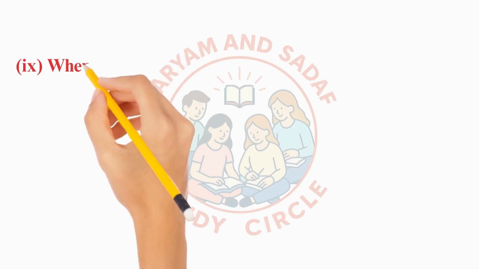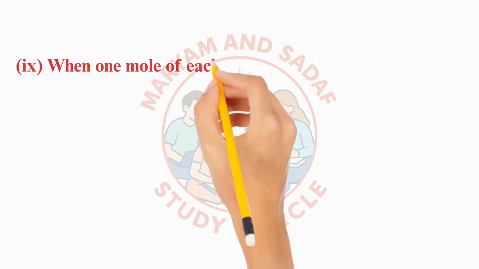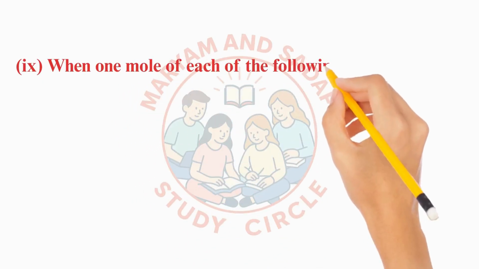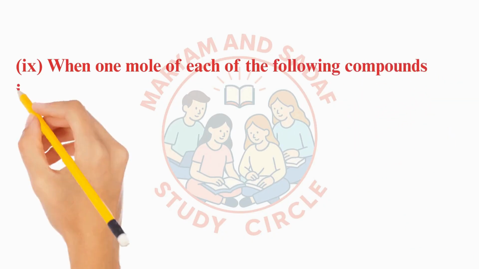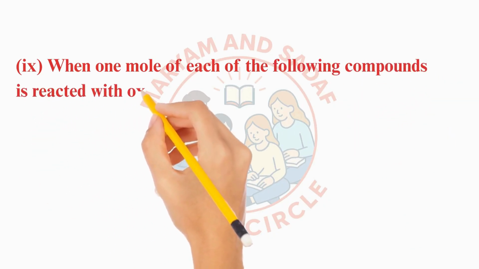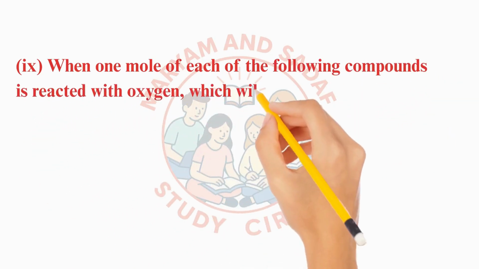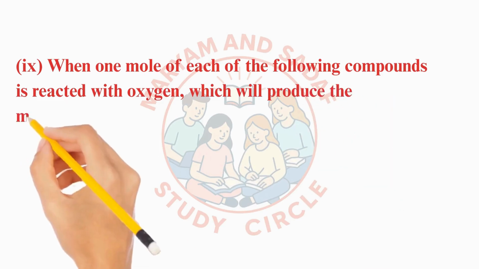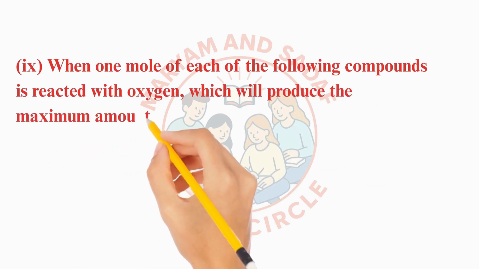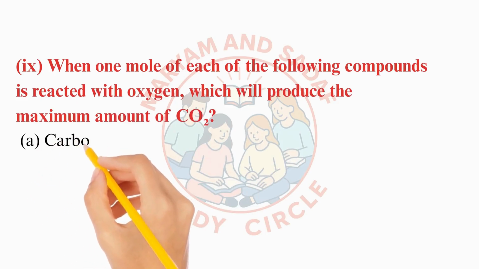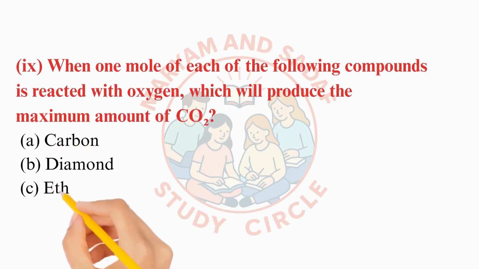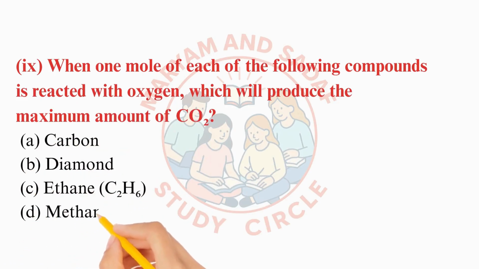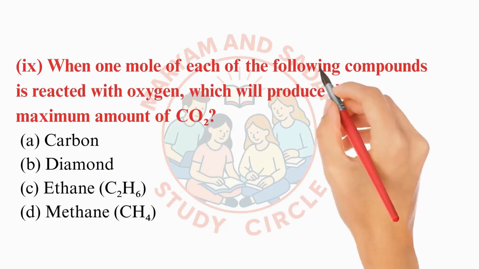When 1 mole of each of the following compounds is reacted with oxygen, which will produce the maximum amount of CO2? A. Carbon. B. Diamond. C. Ethane, C2H6. D. Methane, CH4.